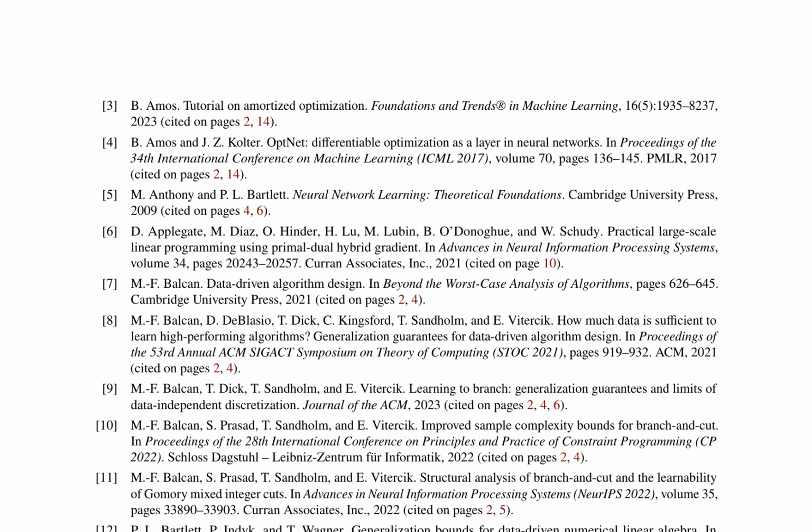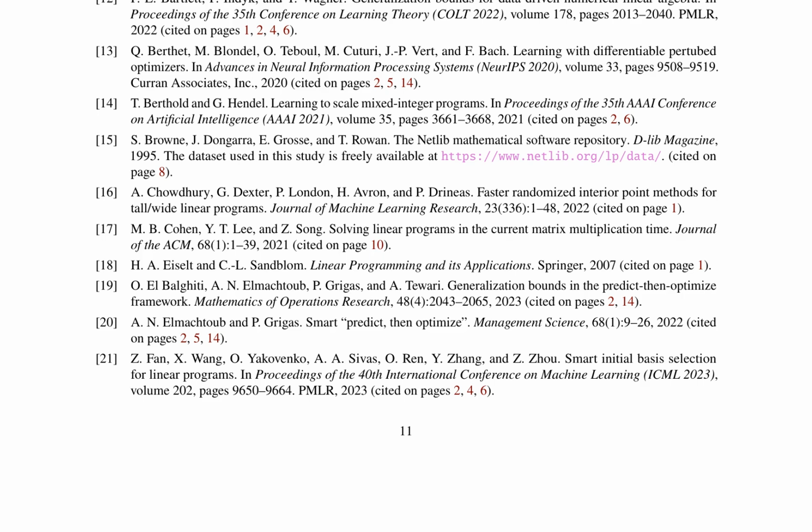Differentiable optimization is another key area of research, with papers such as OptNet by B. Amos and J. Z. Kolter contributing significantly to the discourse. This work introduces novel optimization techniques and discusses their applications in machine learning, shedding light on how these methods can be leveraged to enhance algorithmic efficiency and performance.